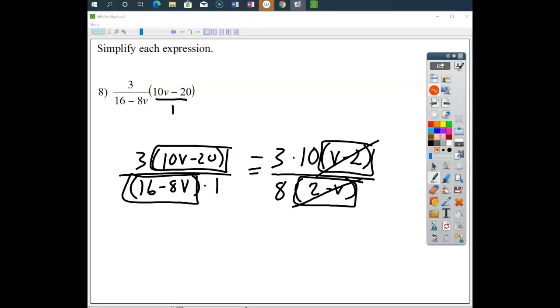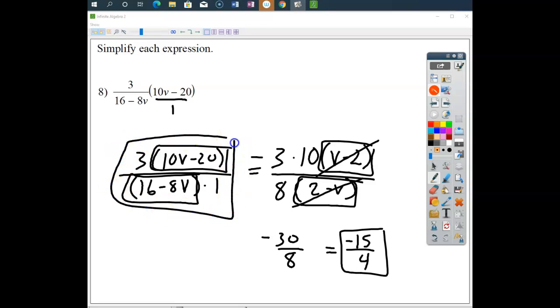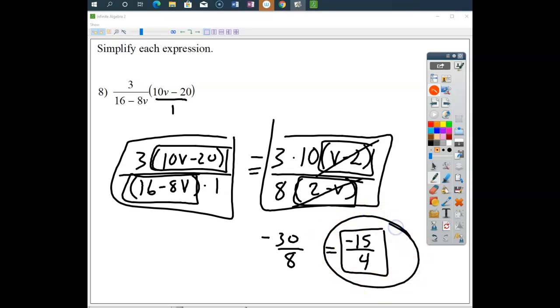Okay? So that leaves me with negative 30 over 8 because I multiplied the 3 and the 10 together. And then, of course, after that, we'll need to reduce the monomials there. So 2 goes into the top 15 times, and it goes into the bottom 4 times. And that would be our final answer. So the steps are basically put them together into one fraction, factor, and reduce and/or cancel.